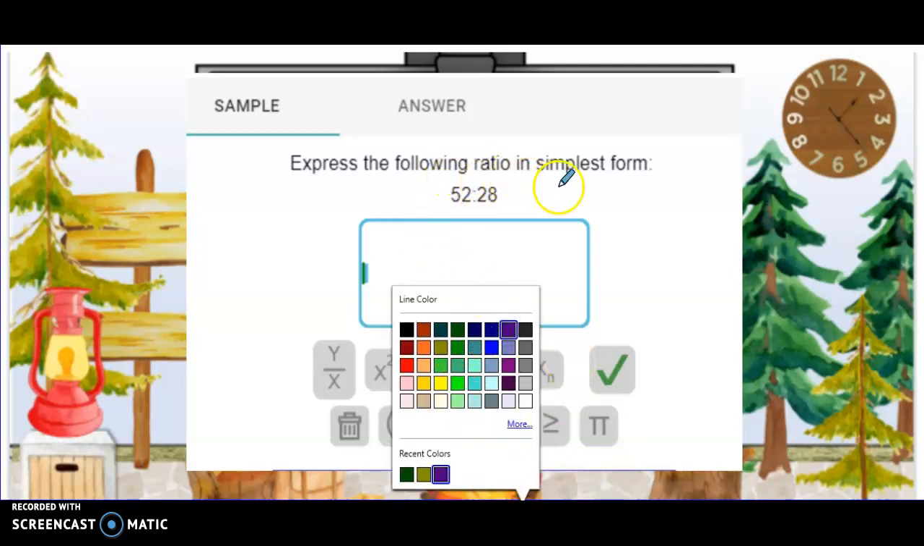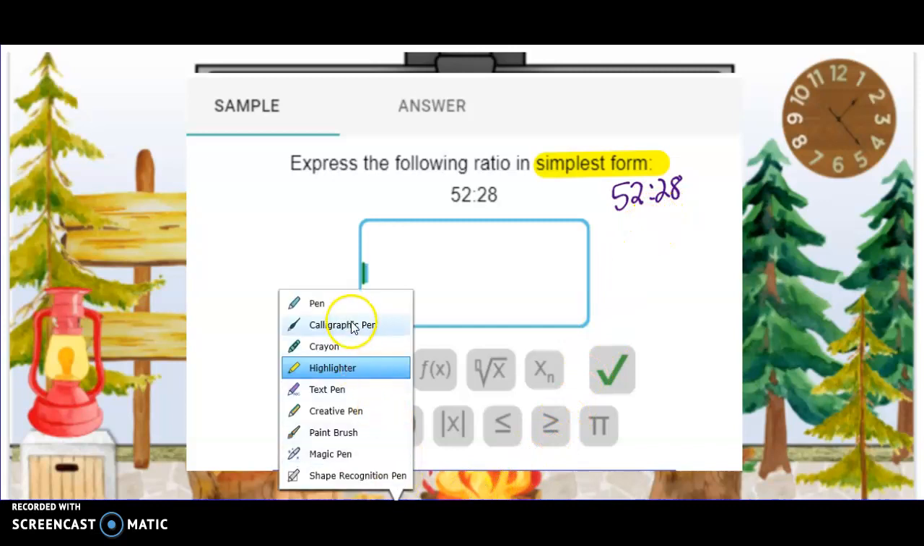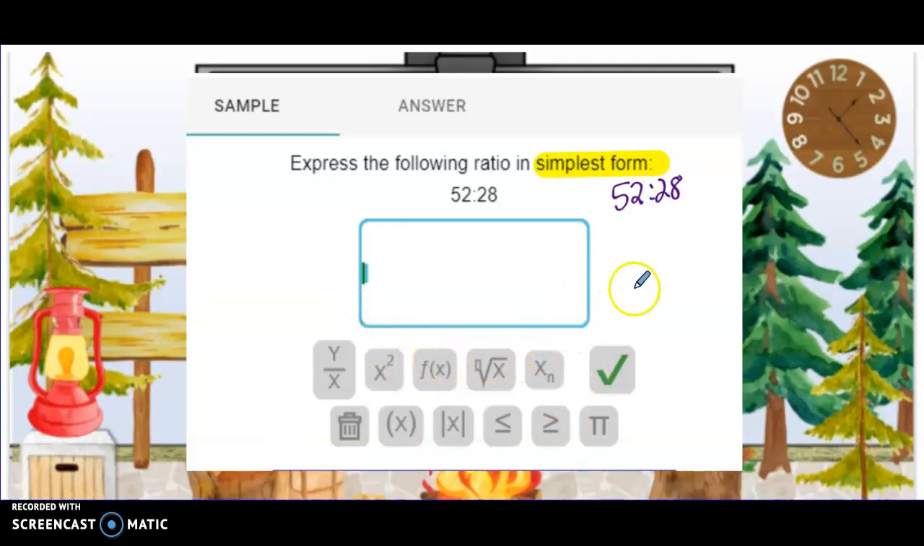Express the following ratio in simplest form. Okay, so here's our ratio, 52 to 28. That's how you read it to yourself or out loud. It's 52 to 28. This ratio is not in simplest form for this reason: they're both even. Writing a ratio in simplest form is exactly the same as reducing a fraction.